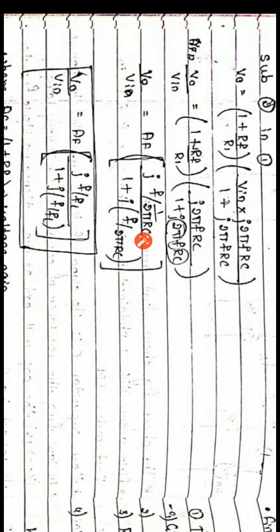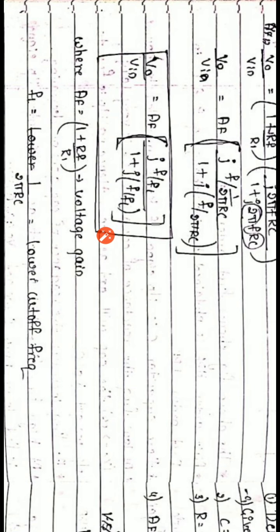Now I have to rearrange this equation. So if I rearrange it like this, V0 by Vin equals AF into J F. Here 2 pi RC can be written as 1 divided by 2 pi RC. Again if I multiply to the numerator, it will become as it is. Similarly at the denominator also, this can be written as 1 divided by 2 pi RC. J into F, F is here. This can be written as 1 by 2 pi RC. Now let us replace 1 by 2 pi RC by FL. So now this is the final expression which gives us the lower cutoff frequency FL.